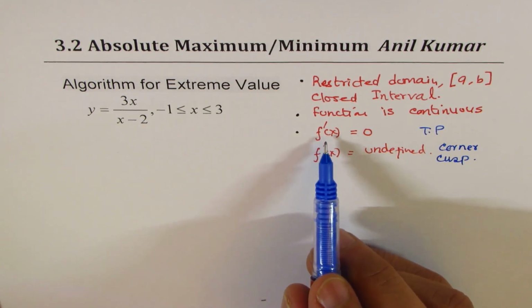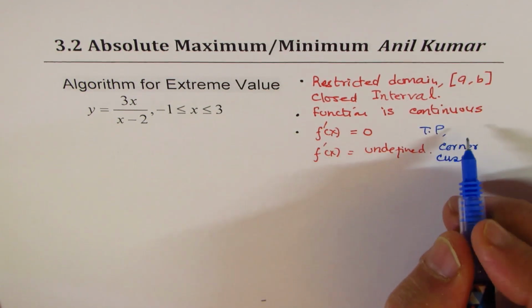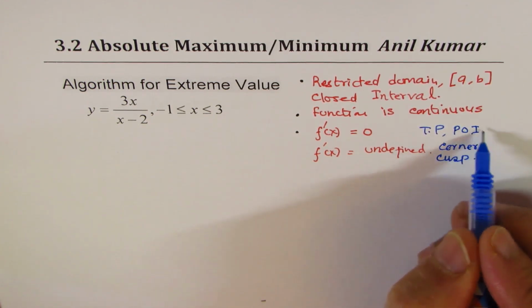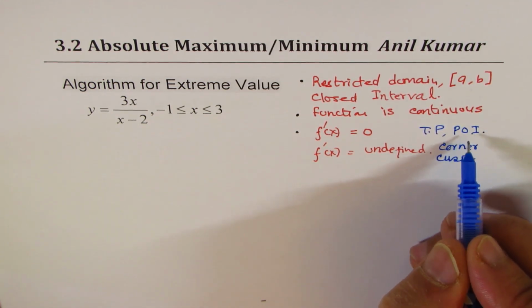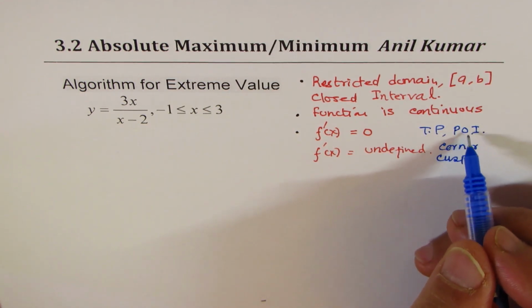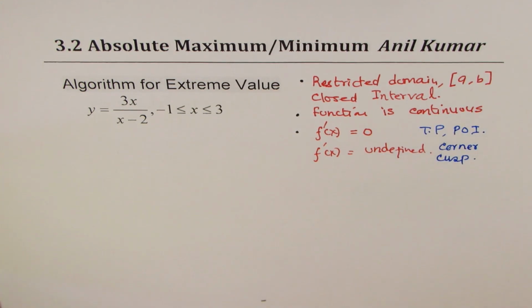So if the function's derivative is 0, it may take a point of inflection also, right? But that may not lead to a maximum or minimum value, correct? We'll look into such examples also. Perfect. Now, anyway, the last condition here, of course, is you do all that testing.